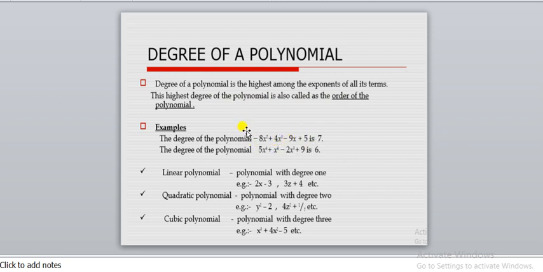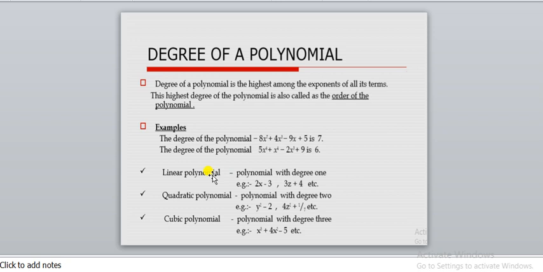In this case, when we consider all its terms, which term has the highest power? That is 7. So 7 is the degree. In the second case, the highest power is 6. So 6 is the degree of this polynomial. So we have to consider the powers of all the terms of a polynomial for finding out the degree.